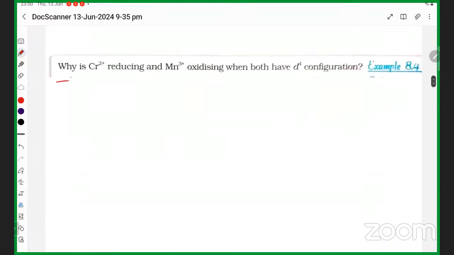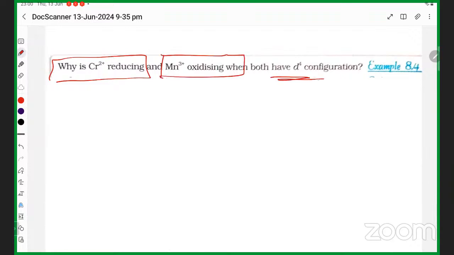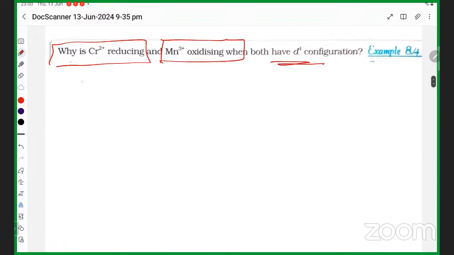Why is Cr2+ reducing but Mn3+ oxidizing when both have d4 configuration? Can you explain? Sir, I don't have an idea about this one, I have to check. Okay.